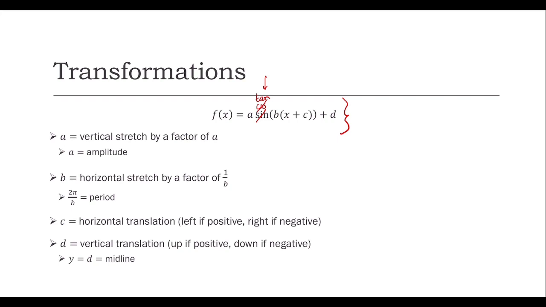And a is your amplitude. So if a was 4, for example, your amplitude would be 4. So your function would go from +4 to -4. So for example, with sine, it would go like that.